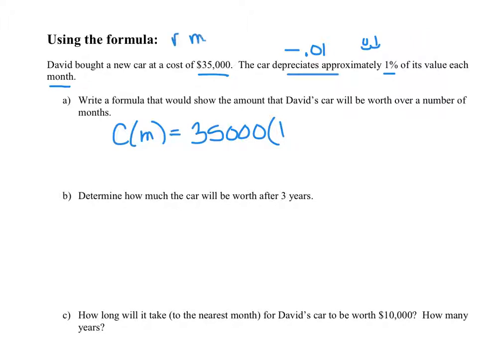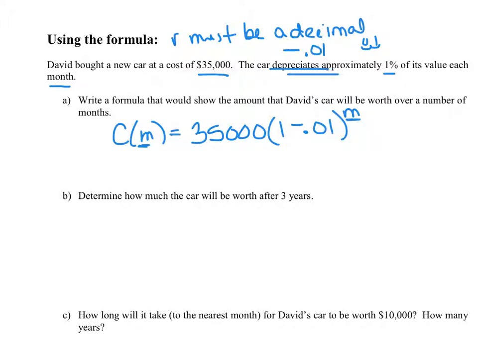R must be a decimal, not a percent. So move it over 2. If it depreciates, that means it goes down, so it'll be negative. Okay, and then it will be worth over months. So since it's C of M, this and this should match.